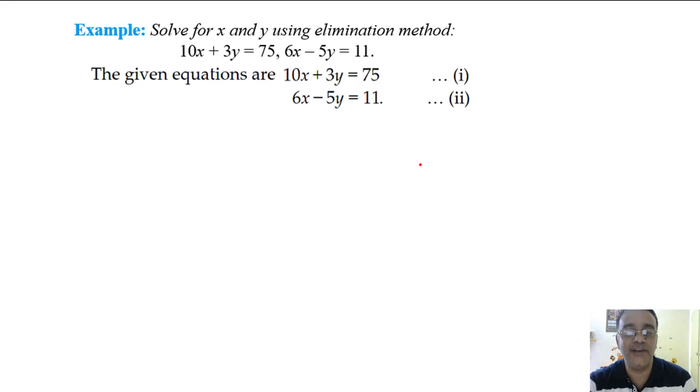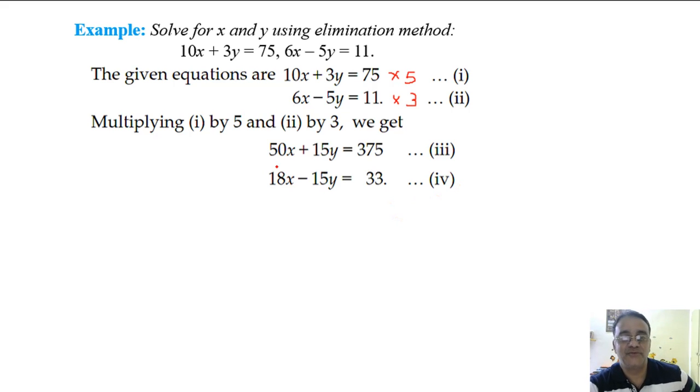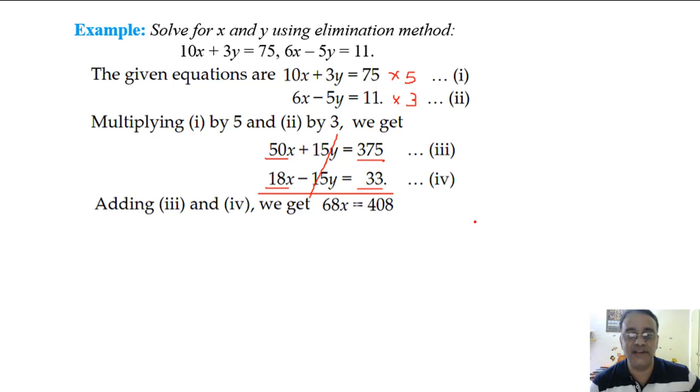Yes, sir. So what we are going to do, we are going to multiply first equation by 5, second equation by 3. So we'll get this one. 50x plus 15y is equals to 375. 18x minus 15y is equals to 33. Now if we add, these two will be eliminated, cancel. And what we are going to get, 68x is equals to 408. So adding third and 4, we get 68x is equals to 408. Whether this step is clear to all of you?